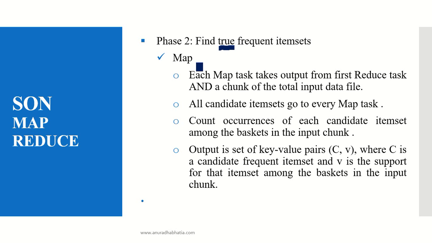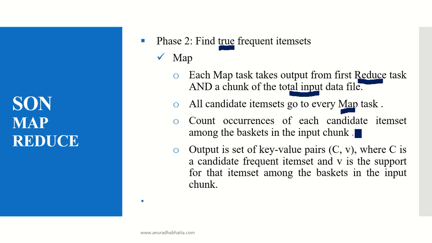Now what does map do? For stage 2, how do I find out the true frequent item set with the map function in phase 2 of SON MapReduce? Each map task takes the output from the first reduce task. So when I say A has a support of 5, B had a support of 5, that input will be taken over here and a chunk of the total input data file will be taken. All candidate items go to every map task. So every candidate item will be calculated for the map task.